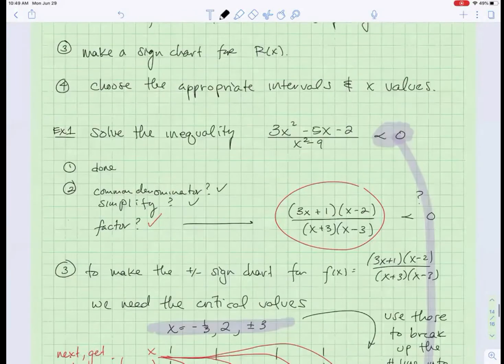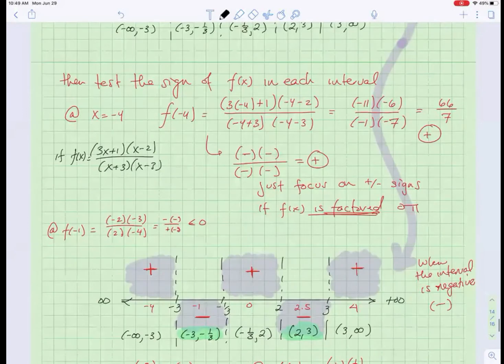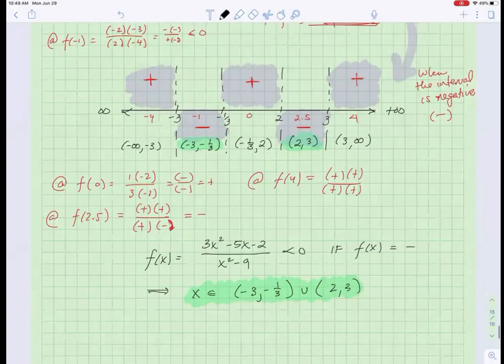Now, what I want to do is, for our second example, I guess first I should ask if anybody has any questions. Does anybody have any questions on that? Plus minus sign charts. You can actually use that plus minus sign chart not just for answering the inequality, but to actually help you graph your rational function so that you know when it's above or below the x-axis.